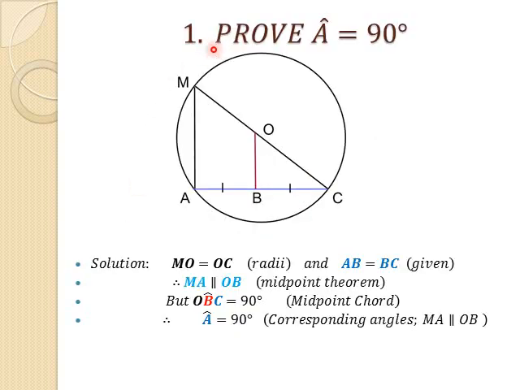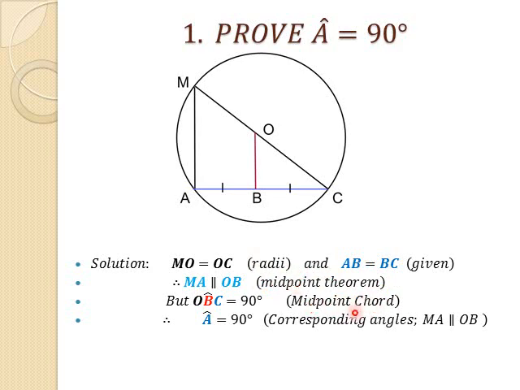Now, question 1, can you prove that angle A equals 90 degrees? Now, we need to understand that MO equals OC because they are both radii, they both start from the center to the circumference. At the same time AB equals BC, given. So those two sides are equal and these two sides are equal. So if that's the case, then I can conclude that MA must be parallel to OB, and my reason would be midpoint theorem.